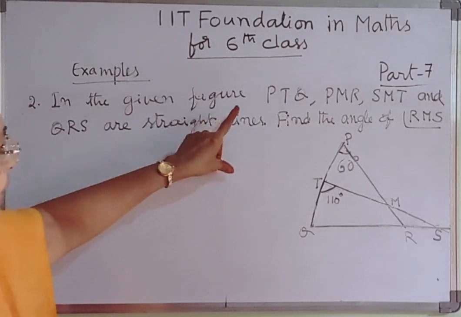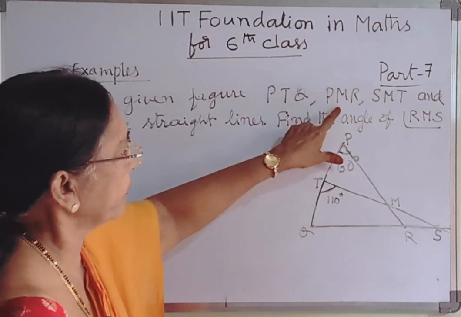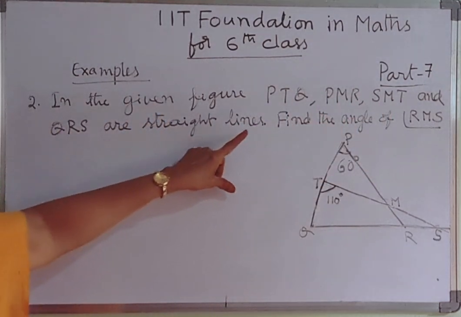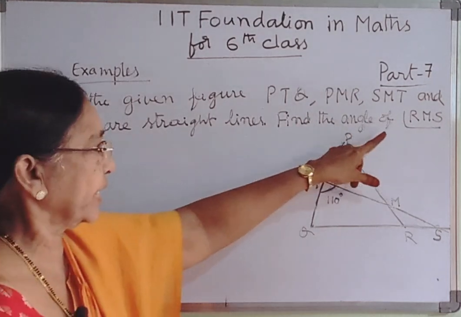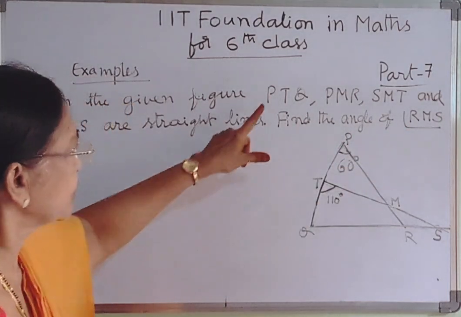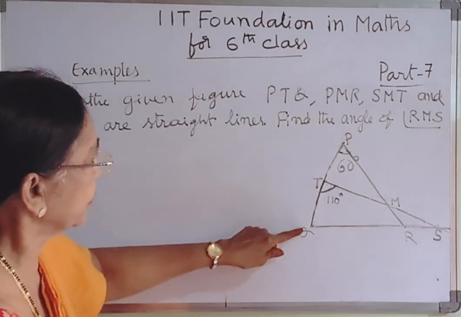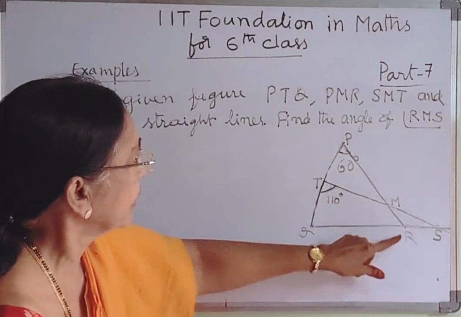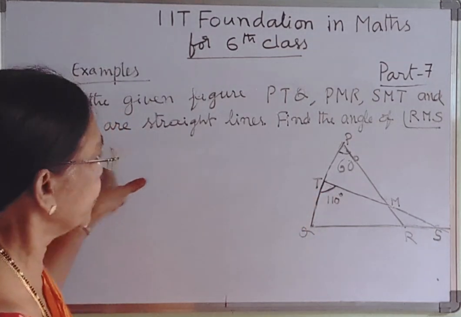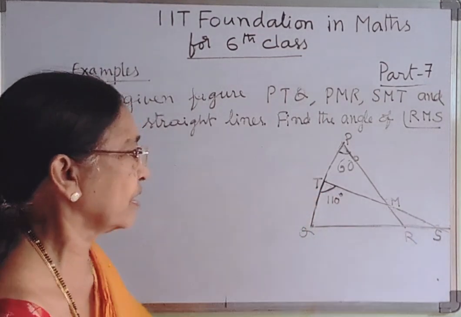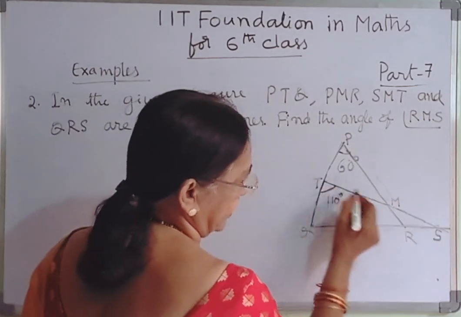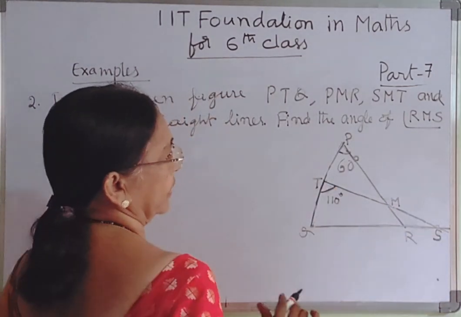In the given figure, PTQ, PMR, SMT and QRS are straight lines. Find the angle RMS. So PTQ, PMR, SMT and QRS. These are all straight lines. That is this line, this one and this one. There are four straight lines altogether.